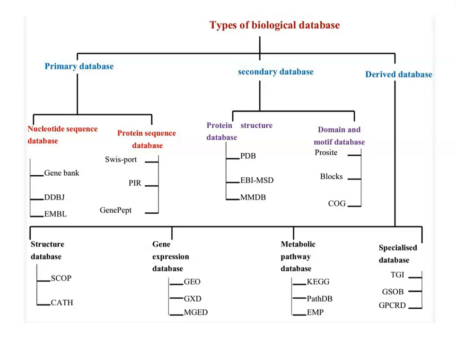Biological databases may be primary databases, secondary databases, or derived databases. Primary databases contain only sequence or structural information, and it includes nucleotide sequence databases and protein sequence databases; these are the examples. Similarly, secondary databases include primary structure databases, domain and motif databases, then derived databases like structure databases, gene expression databases, metabolic pathway databases, specialized databases. So these are the examples. We will discuss these examples one by one in coming lectures, but today I will give you only an overview of bioinformatics.